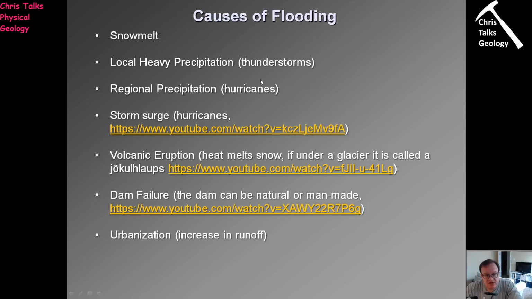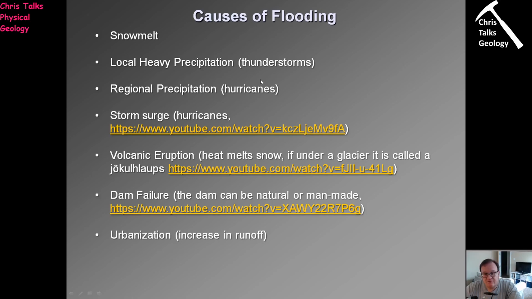Then we have storm surges. Now that's kind of a slight reverse situation. A storm surge is where you have the wind pushing the sea up the river. And so as the sea gets pushed up the river, what does that do? Well, it increases the amount of water in the river channel. And of course, that will also lead to an increase in discharge and therefore a flood.